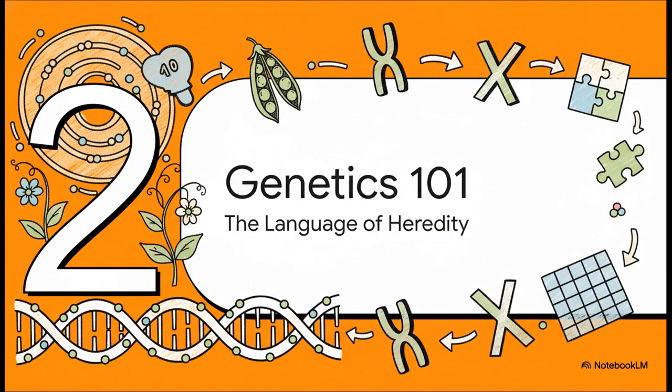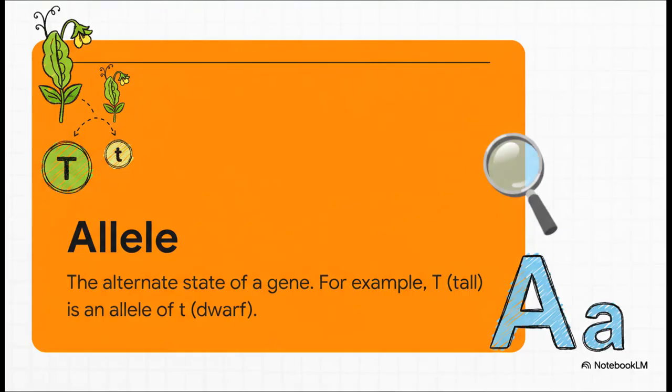All right, to really get a grip on Mendel's genius, we first need to learn the language he basically invented. So let's run through a few key terms. Think of these as the building blocks for everything we're about to cover. First up, the allele. It sounds complicated, but it's not. Just think of it like this. If a gene is a category, like eye color, then the alleles are the specific options in that category, like blue or brown. For Mendel's pea plants, the gene for height had two alleles, one for tall and one for dwarf. We usually show them with letters, a capital for the dominant one and a lowercase for the recessive one.